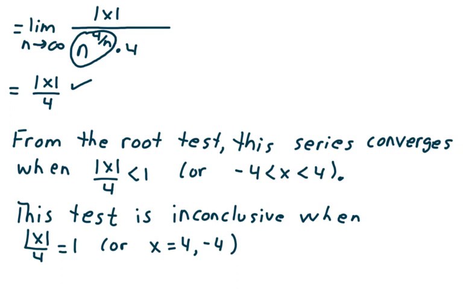From the root test, this series converges when the absolute value of x over 4 is less than 1. Another way to say that is that x is greater than negative 4 and less than 4. The test is inconclusive when the absolute value of x over 4 is 1. And equivalently, we can say x is 4 or negative 4. So the only way the absolute value of x over 4 is 1 is for when x is 4 or negative 4. And those are the endpoints we need to check.